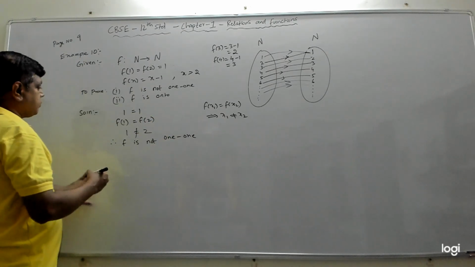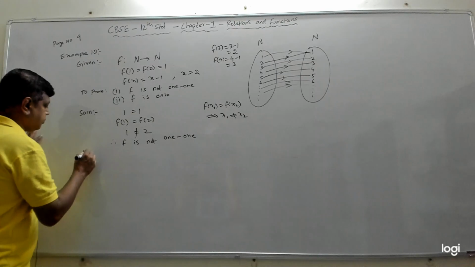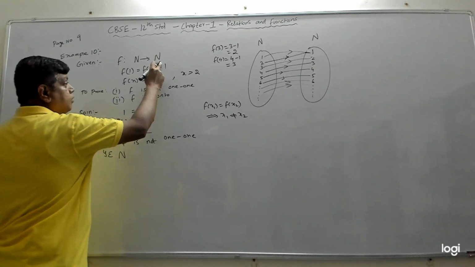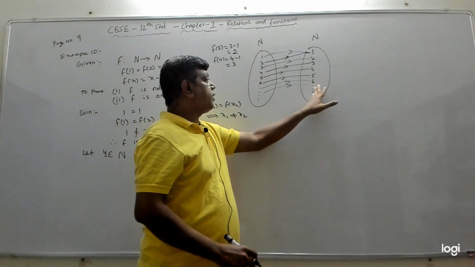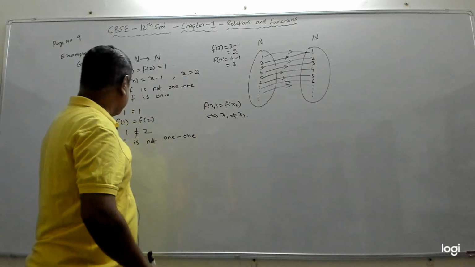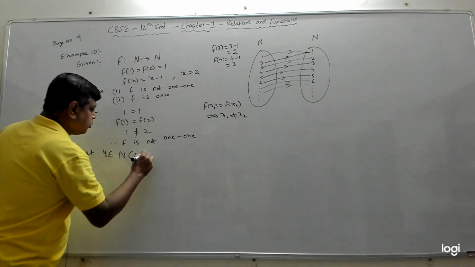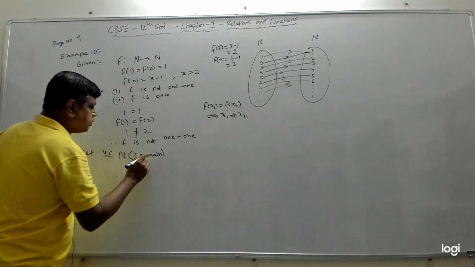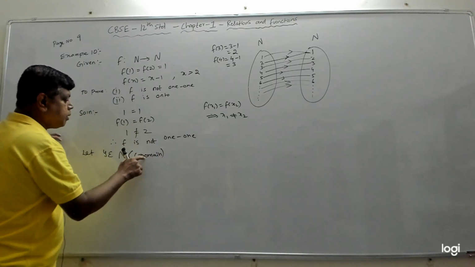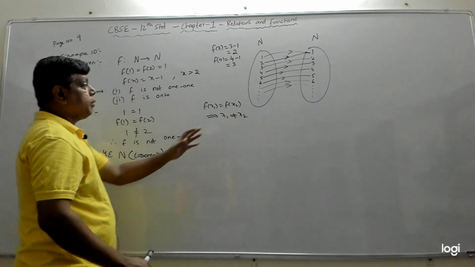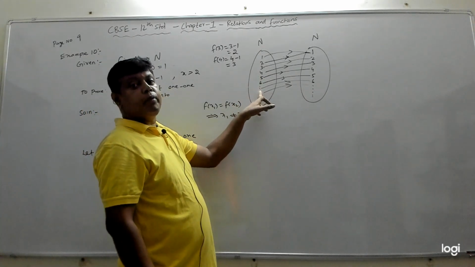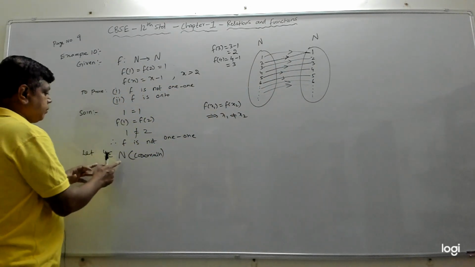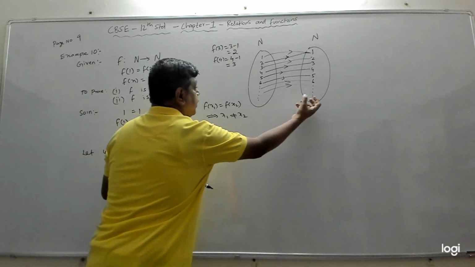Now for that, what we do is we'll take one element y belonging to N. We'll always take some element y from this set, which is the codomain. We have taken the element from the codomain, and we should be able to find an element in the domain such that f of that element in the domain is equal to the y in the codomain.